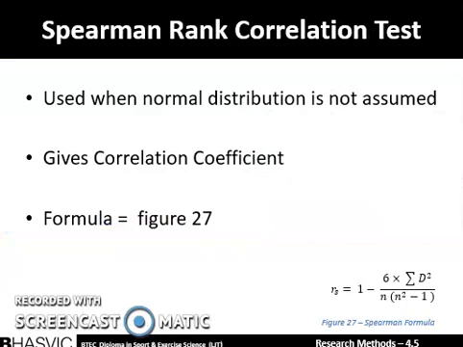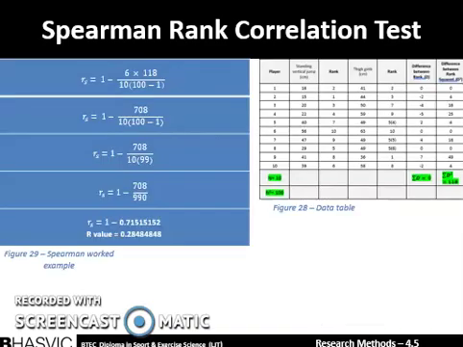Spearman rank correlation test. The Spearman test is used when it has not been assumed previously that the two datasets are normally distributed. However, it gives the same value as the Pearson test. It gives a correlation coefficient R value. The formula that is used for the Spearman test can be seen in figure 27, which shows that the R value is worked out by taking 6 multiplied by the sum of all the d squared values, divided by the number of participants multiplied by the number of participants squared, take 1. And the answer to this is then taken away from 1 to give the correlation coefficient.